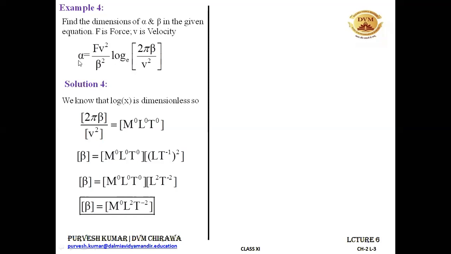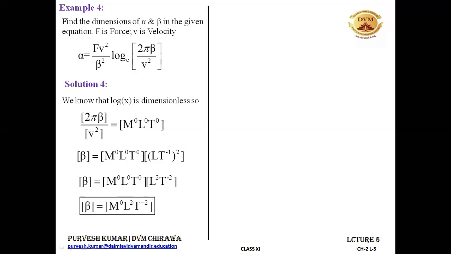In this equation, alpha equals f v square upon beta square, log to the base e in brackets 2 pi beta upon v square. We know this complete quantity, that is log of 2 pi beta upon v square, is dimensionless, as well as the quantity inside the bracket of log is also dimensionless. So for this complete quantity, the dimensions are m0, l0, t0. Then we can say that alpha has dimensions of f v square upon beta square, because the other quantity in multiplication with f v square upon beta square has dimensions m0, l0, t0.